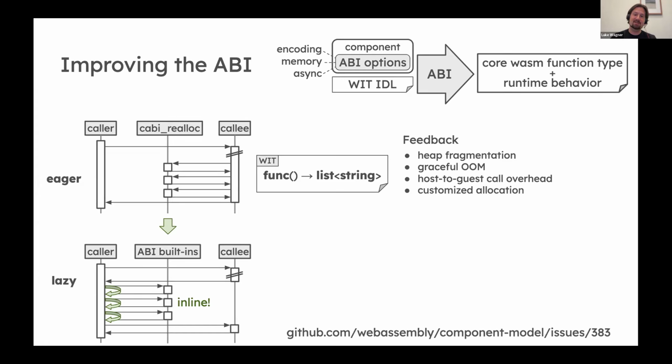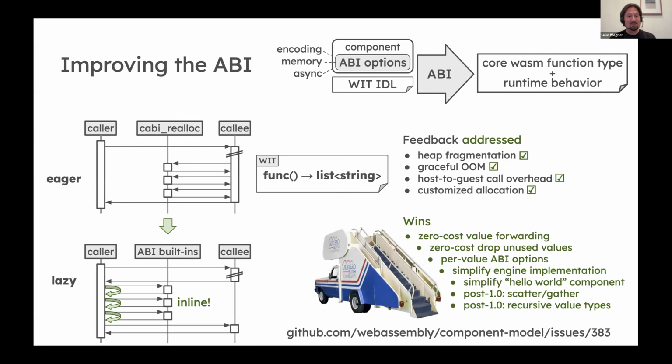But with this change, not only do we get to address all the feedback that I just mentioned, but we also get a bunch of other nice-to-have add-ons, such as allowing lazy values to be zero-copy forwarded between function calls and dropped if they aren't used. The lazy approach also allows the caller to set different ABI options for each value instead of for the whole function call. And it should actually simplify engines by moving some ad hoc string transcoding and auto back-pressure policy choices into WASM guest code.